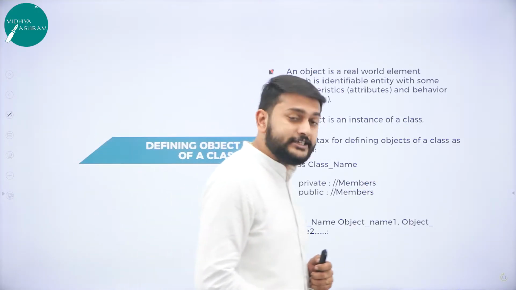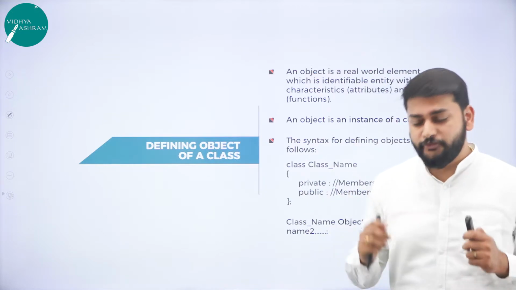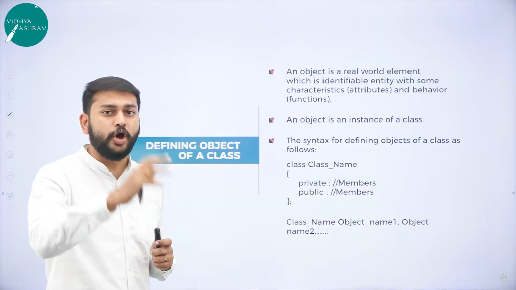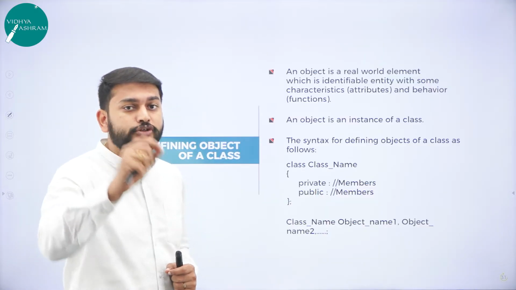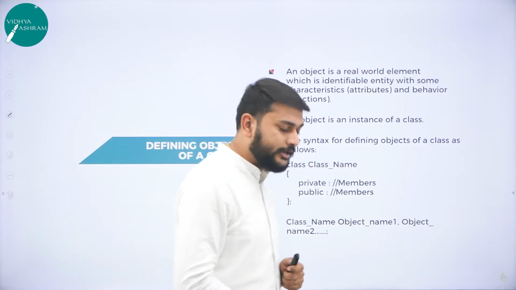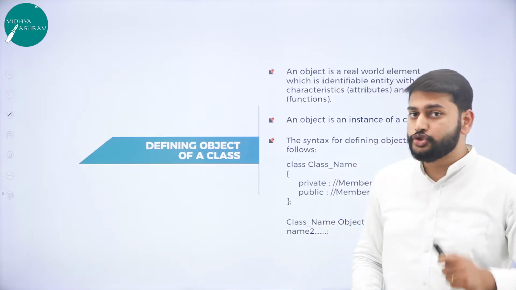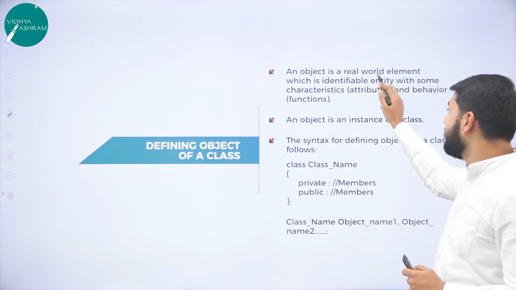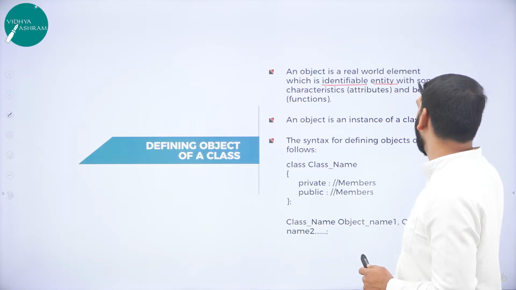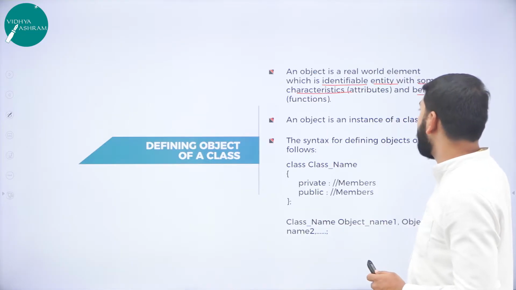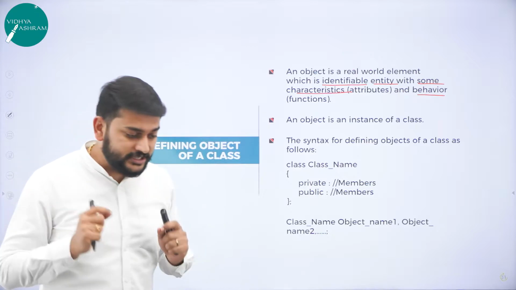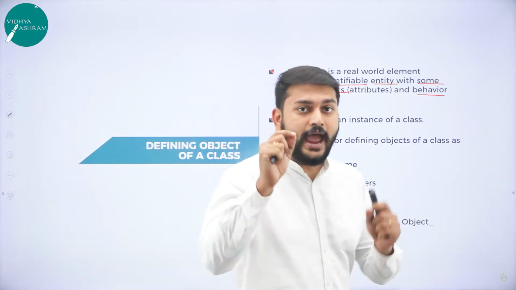Defining the object, that is very important. Before getting into this topic, I would like to give you some background knowledge with respect to the object, with an example. What is it that they have given? Object is a real world element. Please observe, object is a real world element, which is an identifiable entity with some characteristics and behavior. That is very important here, you need to understand.